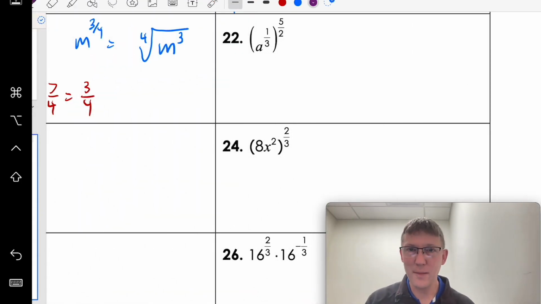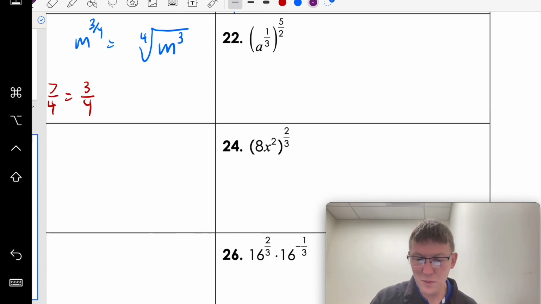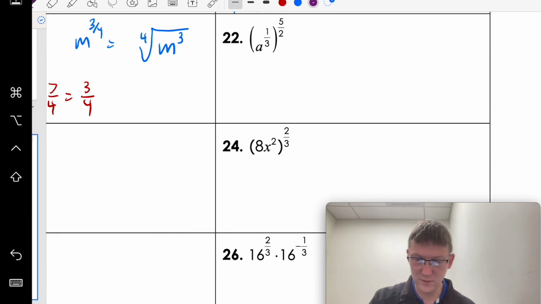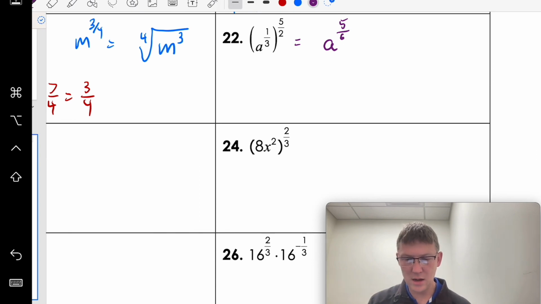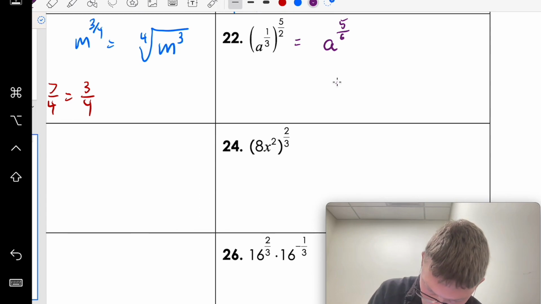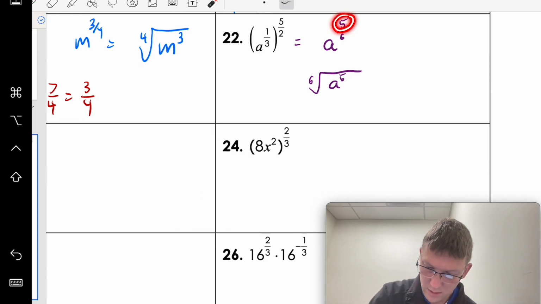So 22 is a power of a power. Remember that rule. So we're going to multiply these two things. Since we're multiplying, we don't necessarily need common denominators. We're just going to multiply across the top and multiply across the bottom. So our answer is going to be a to the 5 over 6. And we need to turn that into a radical sign. So we're going to have the 6th root of a to the 5th. Remember where each of these numbers are going.